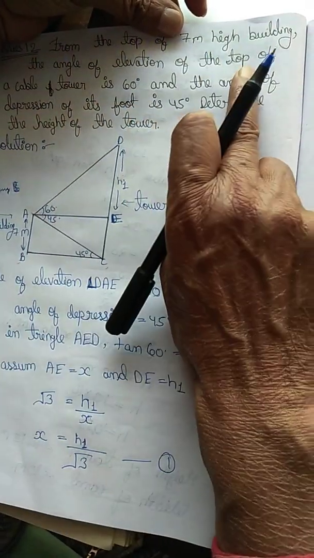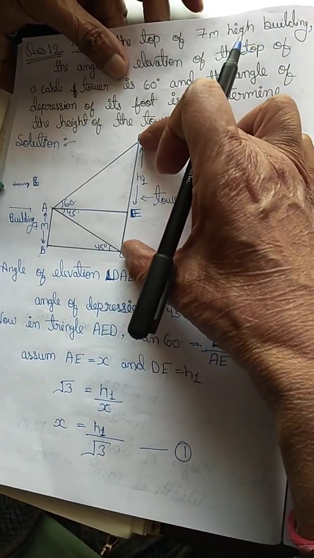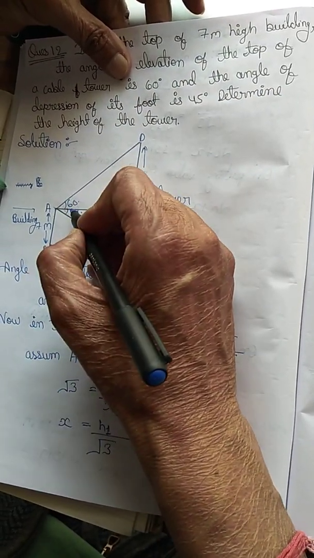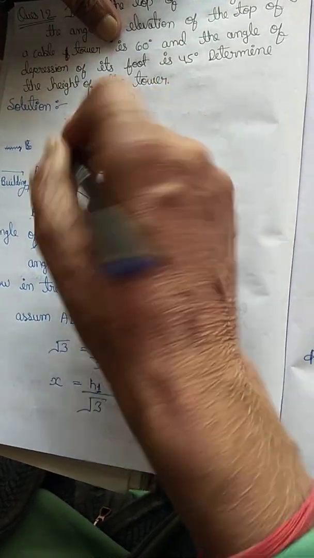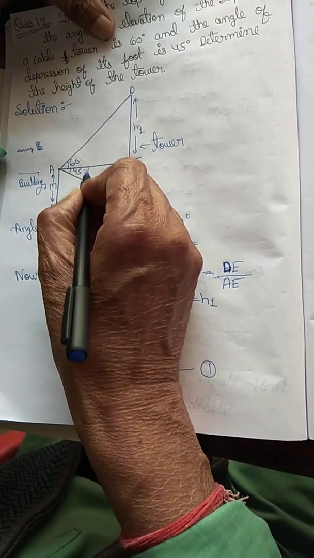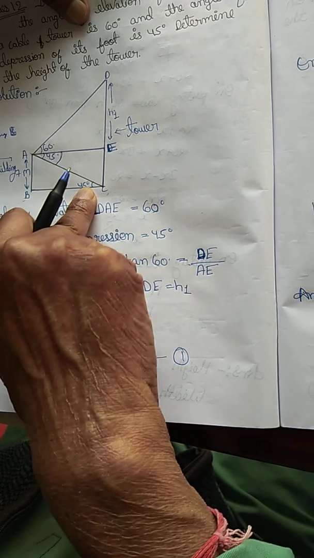The angle of elevation of the top of the cable tower. This is the cable tower, CD is the cable tower. The angle of elevation from the top of the building is 60 degrees, and the angle of depression of the bottom of the tower is 45 degrees. So this is the angle of depression. This becomes alternate angle, so this becomes 45.